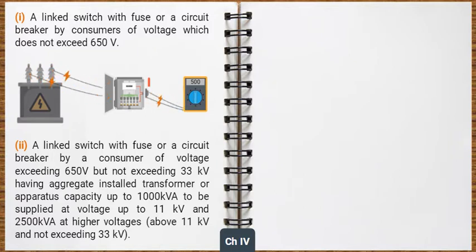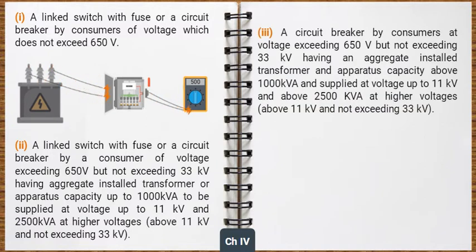A linked switch with fuse or a circuit breaker by a consumer of voltage exceeding 650 volt but not exceeding 33 kilovolt having aggregate installed transformer or apparatus capacity up to 1000 kVA to be supplied at voltage up to 11 kilovolt and 2500 kVA at higher voltages above 11 kV and not exceeding 33 kV. A circuit breaker by consumers at voltage exceeding 650 volt but not exceeding 33 kilovolt, having an aggregate installed transformer and apparatus capacity above 1000 kVA and supplied at voltage up to 11 kV and above 2500 kVA at higher voltages above 11 kV and not exceeding 33 kV.